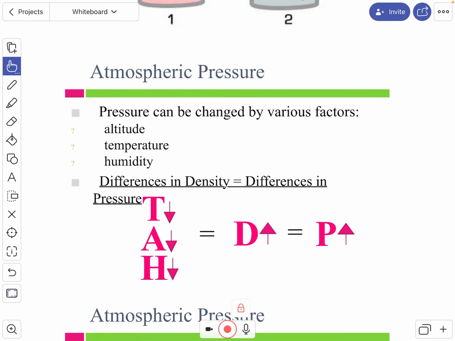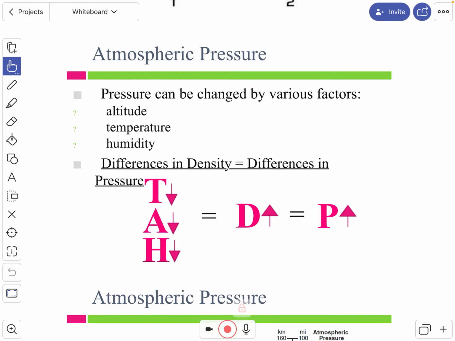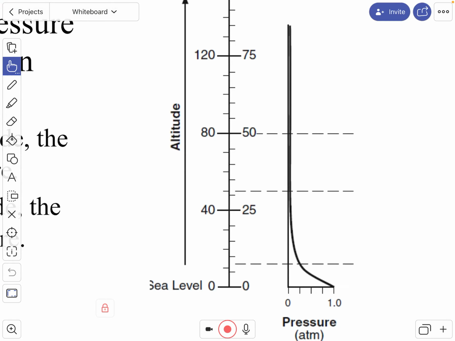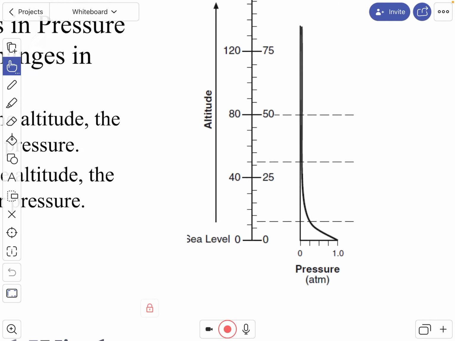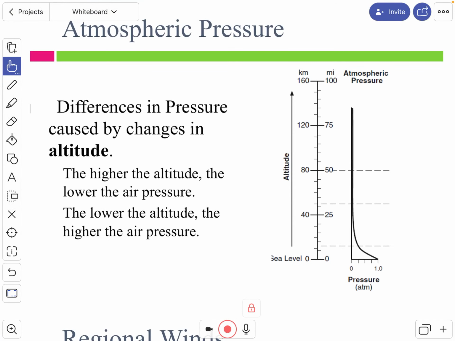Now, that's true because of this graph right here, which you can see at sea level, the air pressure is 1 atmosphere. And that's just because there's a lot more air here at the surface than there is higher up in the atmosphere, and therefore you are going to have less pressure up above us. Okay, so differences in pressure can be caused by that altitude change.